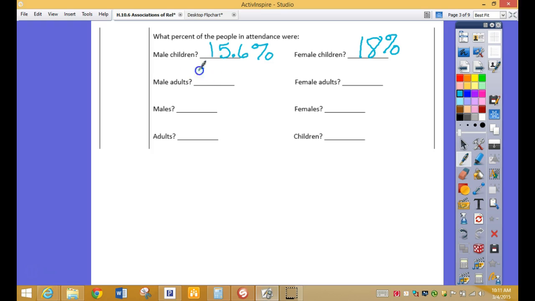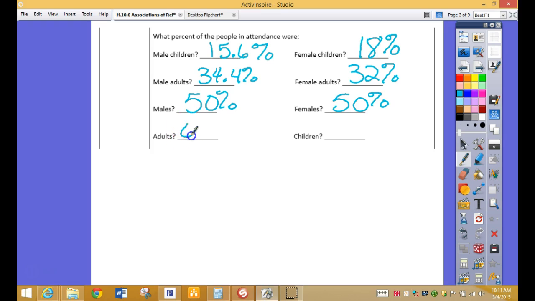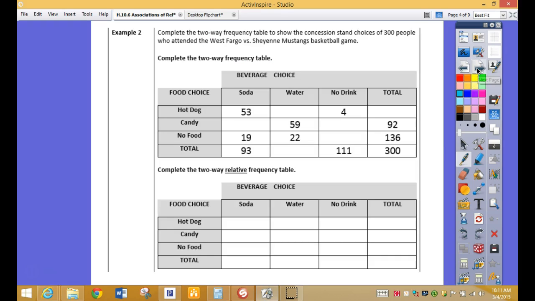Okay, raise your hand if you got 34.4% here. Good. What did you get here? 32%. Here it was 50%. Adults, total adults. 66.4%. Nice, 66.4%. Children. 33.6%. Yes. Excellent job. All right, now let's fill in our two-way table.